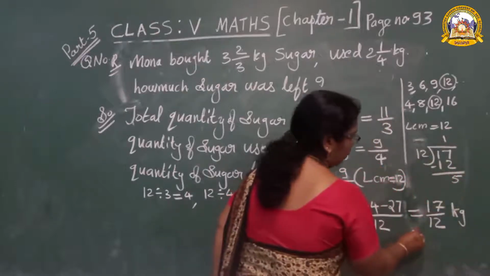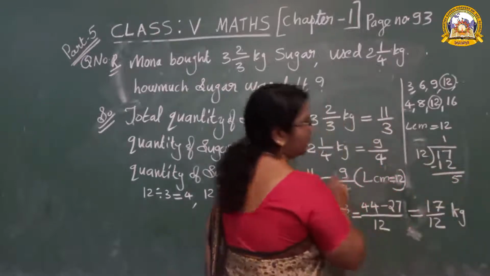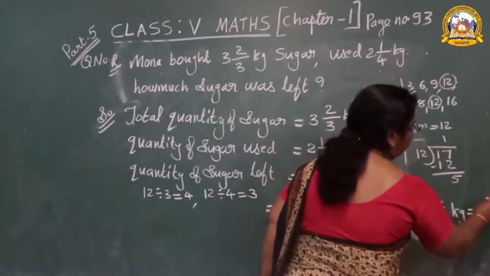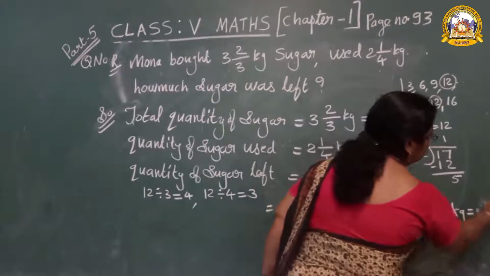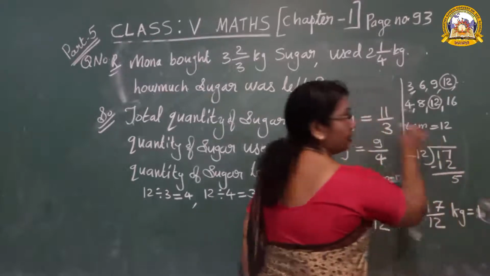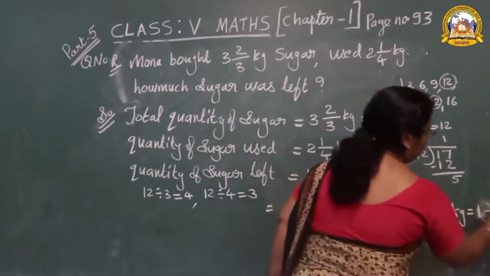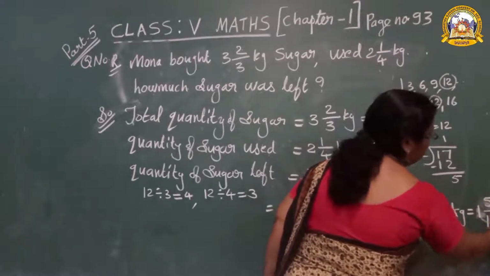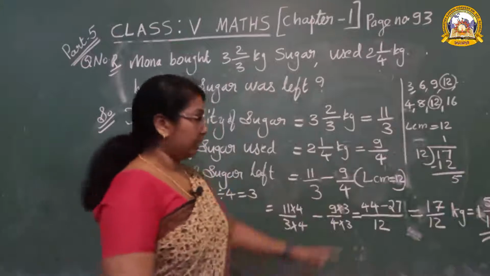So how do you write the answer here, students? You can write here 1, 5. Here what is the answer? We got 1. So here what is the denominator? 12. So 1 5 by 12 kg sugar is left.